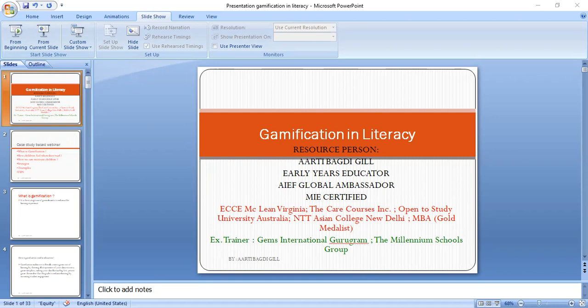Fourth example, again, word Jenga for all the grades. It's again a grammar topic, adjectives. So here, again, children can make different adjectives by using such small blocks.